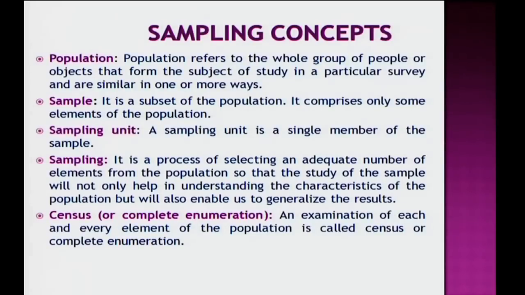Sample is a subset of the population. It comprises only some elements of the population, and then if we talk about sampling unit, it is a single member of the sample. Sampling hence is a process of selecting an adequate number of elements from the population, so that the study of the sample will not only help in understanding the characteristics, but will enable us to generalize it. Then census is the complete study of the population.